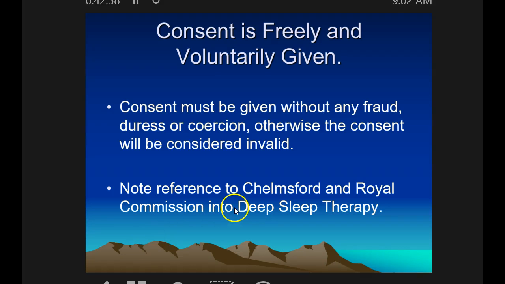Anyway, back to consent is freely and voluntarily given. So I think I explained that what is meant here is that any consent given by a patient must be given without any fraud, duress, or coercion being applied by either the medical practitioner or another member of staff in order to obtain a patient's consent. Now, as a general rule, medical or nursing staff don't deliberately seek to apply fraudulent or coercive measures on patients to obtain their consent, but unfortunately can do so unwittingly in a variety of ways.